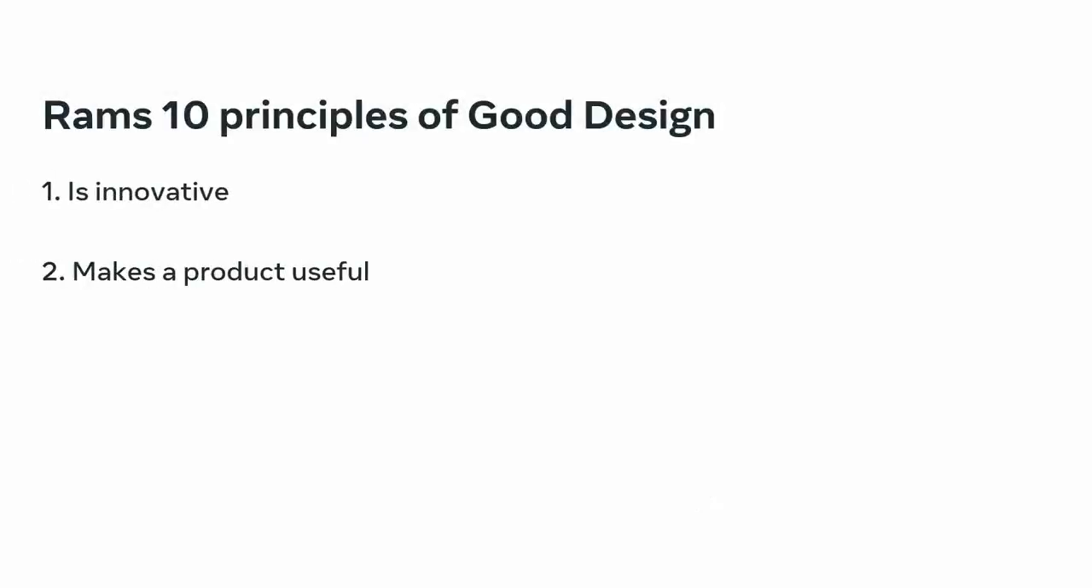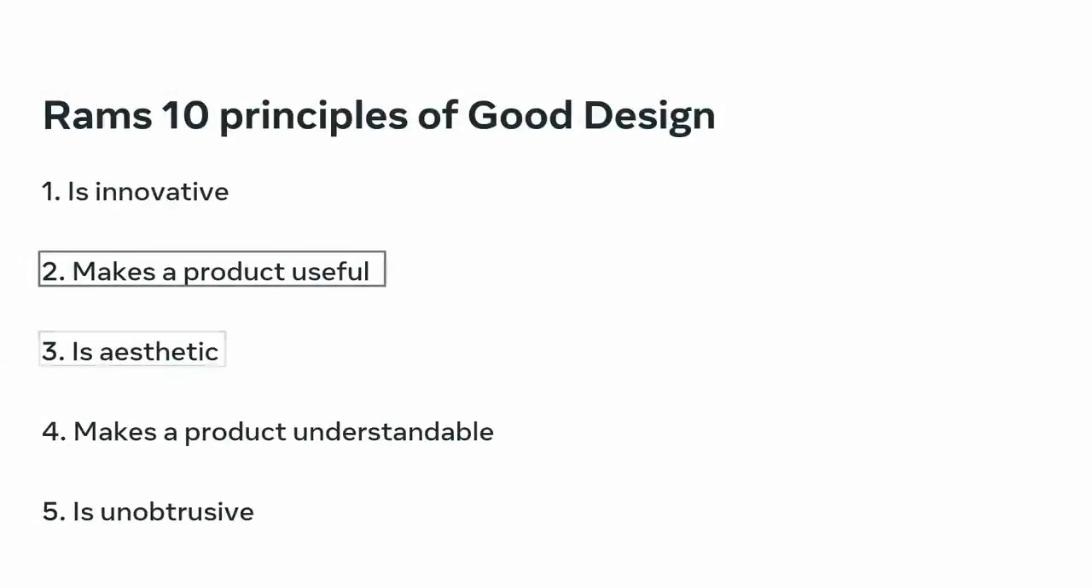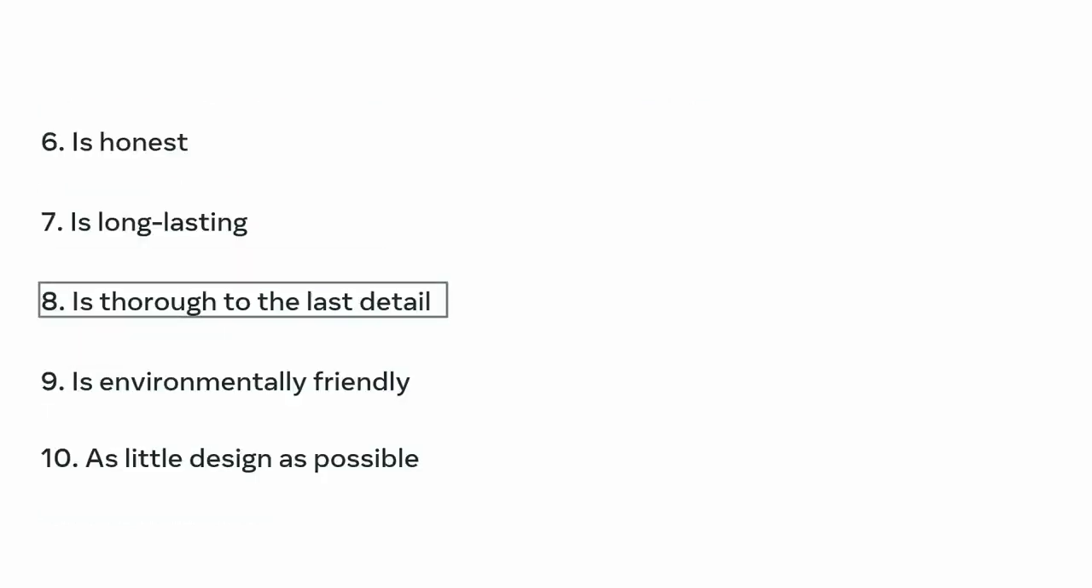These issues violate Ram's Principles 2, 3, 4, and 8. Number 2 requires that good design makes a product useful, and number 3 states that good design is aesthetic. Number 4 says that good design makes a product understandable. And finally, number 8 states that good design is thorough down to the last detail.